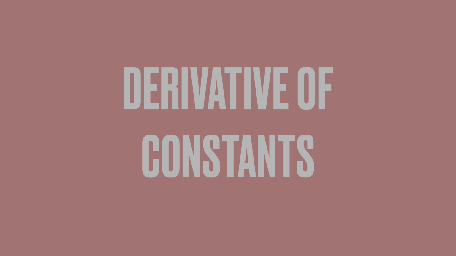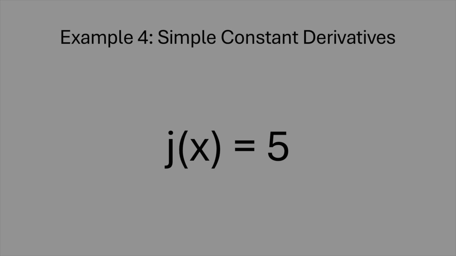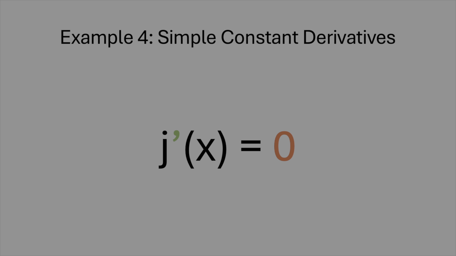So the next question is, what about standalone numbers, like 5 or like 11 or something like pi? Remember, pi is just an ordinary number. So what happens to those when we take the derivative? Ordinary numbers are also called constants. And so let's just say we have a constant function, j of x, that's equal to the constant of 5. So this is an ordinary number. Whatever number you take the derivative of, no matter how big or small, it's just 0. So j prime of x is equal to 0.